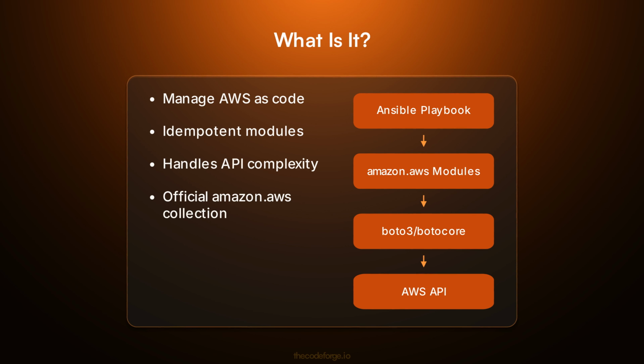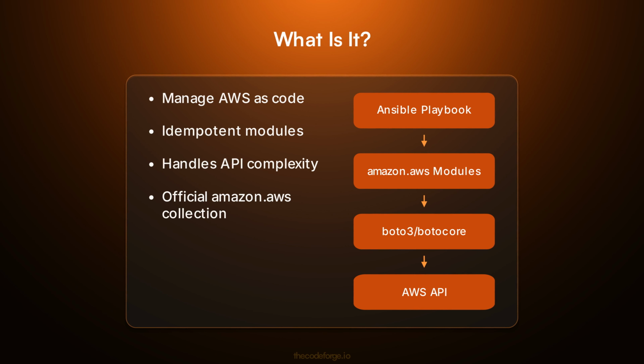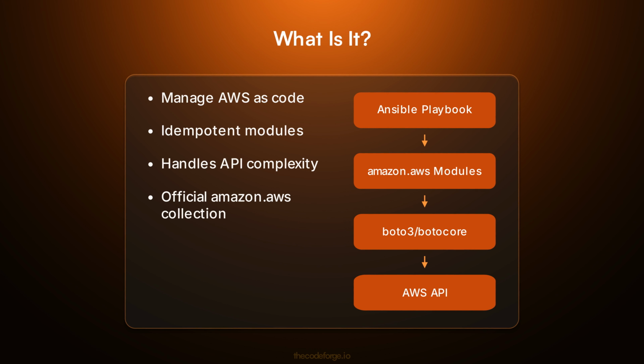Ansible Amazon Web Services Automation uses playbooks to manage Amazon Web Services infrastructure. The Amazon Web Services collection provides modules that are idempotent, meaning running them multiple times produces the same result. It handles pagination, retries, and eventual consistency, so you don't have to.